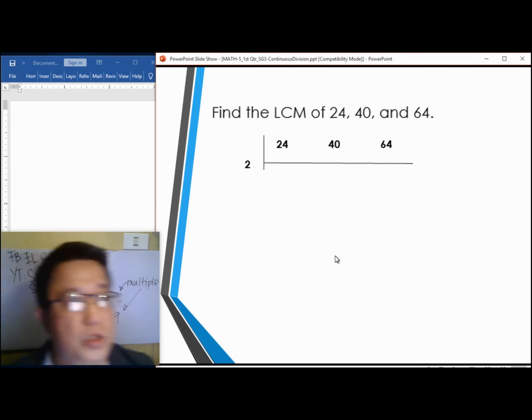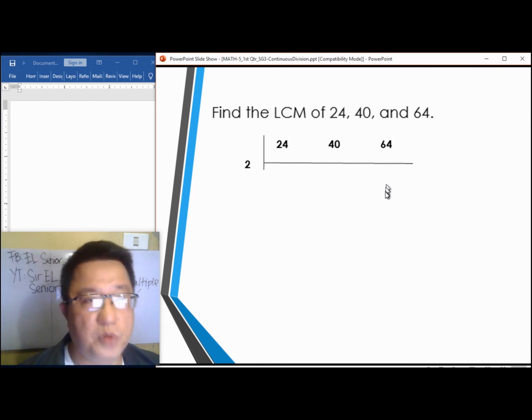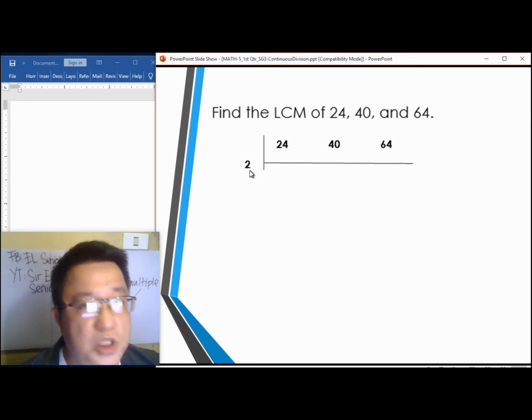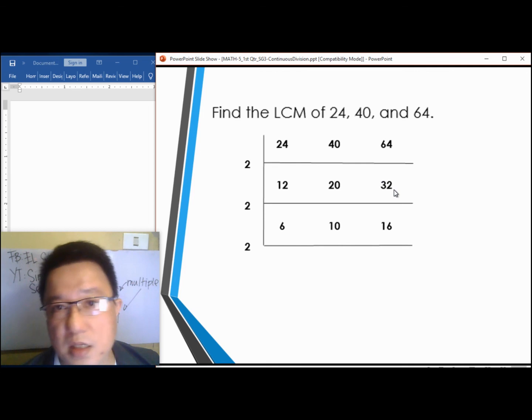Okay, let's try to get the LCM of 24, 40, and 64. Before, we already got the GCF. The GCF is 2 times 2 times 2. Because 24 divided by 2 is 12, 40 divided by 2 is 20, and 64 divided by 2 is 32.